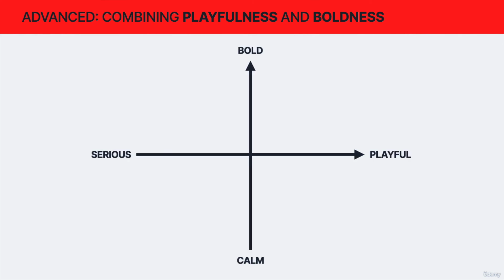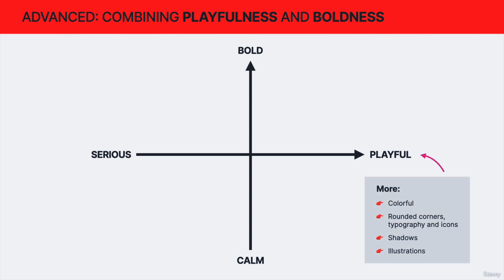So what I want to show you now is that we can basically place all these 7 personalities into this axis of serious playfulness or calmness and boldness. So basically, serious is the opposite of playful, and calm is the opposite of bold in this framework. And so here we're now going to learn that we can actually combine playfulness and boldness in one single design. So playful basically means, as we just learned, that the design is more colorful and everything is more rounded, and there are more shadows and illustrations in general.